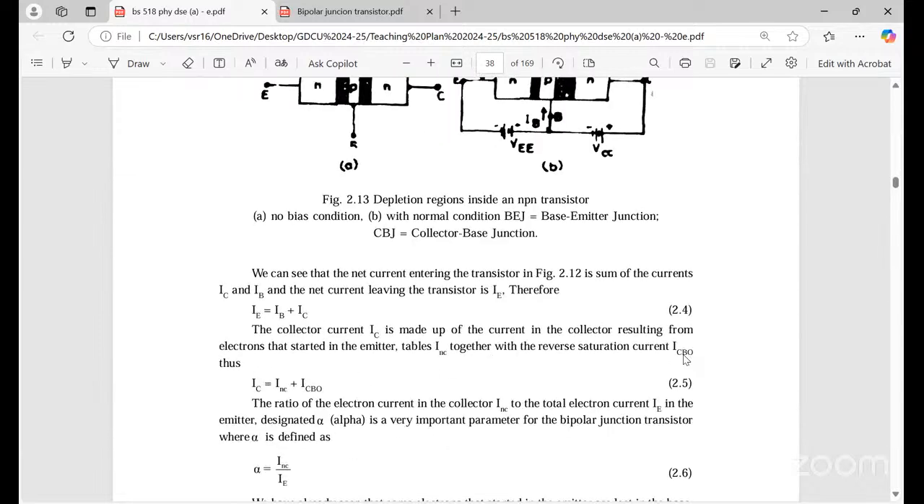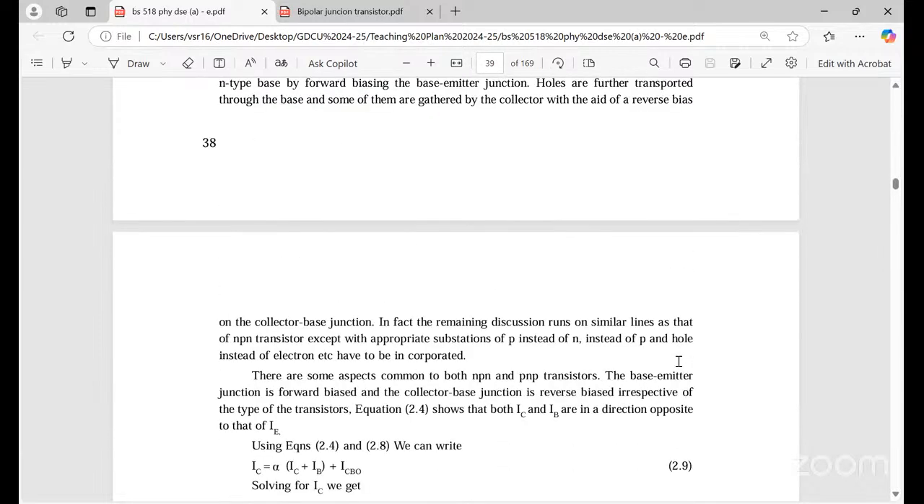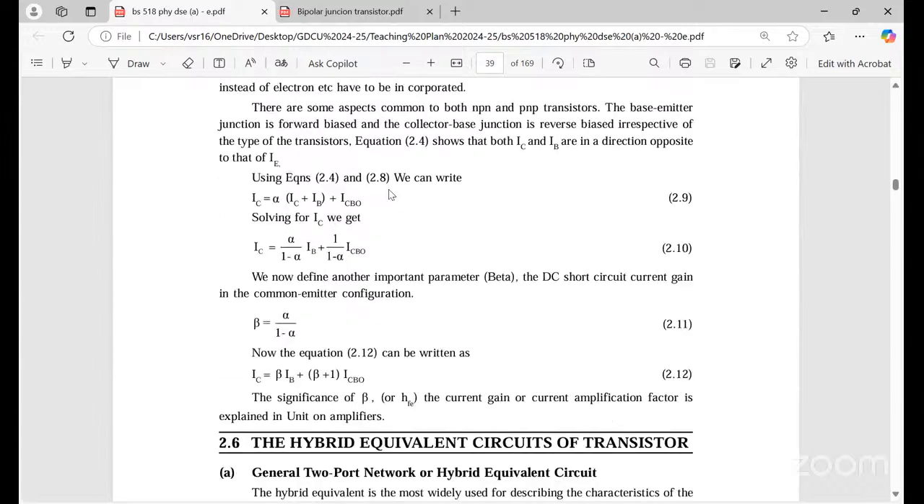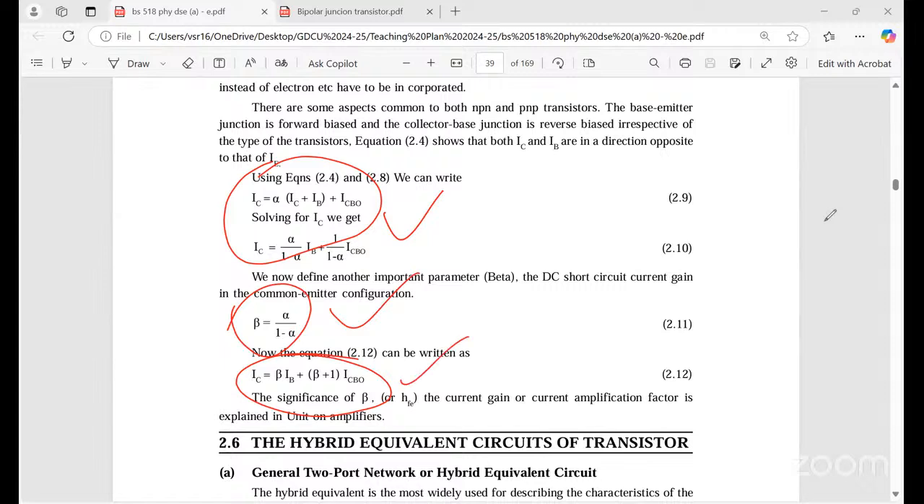PNP and NPN, common base configurations. We derived the equations also here. In all these, this one beta is alpha by one minus alpha, IC by IB. We have derived these equations in the PPT.